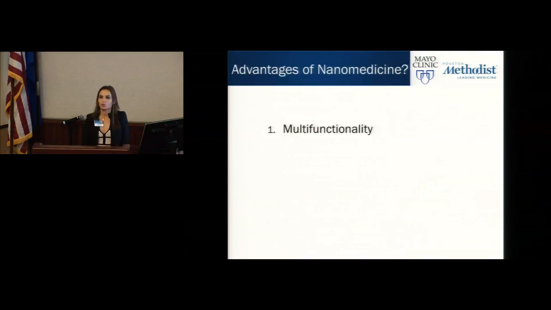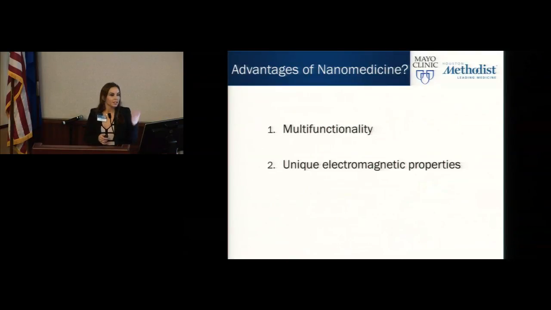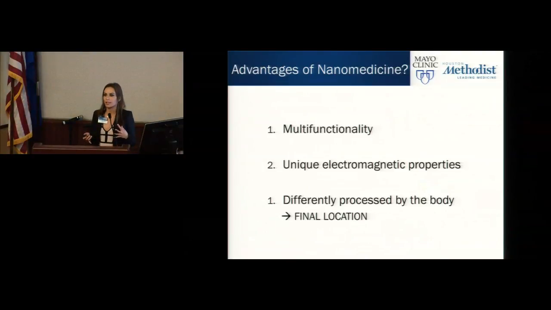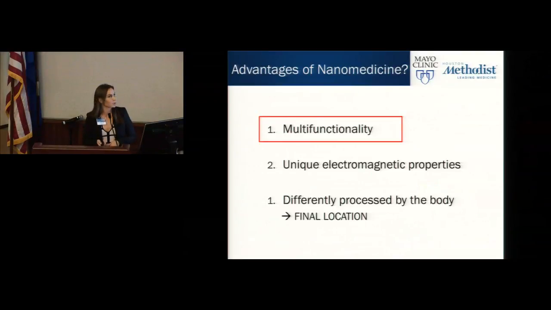And the first is multifunctionality. So for instance, instead of having one drug, we can have multiple drugs in the same nanoparticle. The second is these unique electromagnetic properties that I already mentioned, but we can also utilize these properties for therapeutic purposes. And the third advantage is that they are differently processed by the body. And this has a major impact on the final location of the particles inside the body, which then affects therapeutic efficacy and safety. And I'll talk briefly about all of these three, and I'll start by discussing multifunctionality.